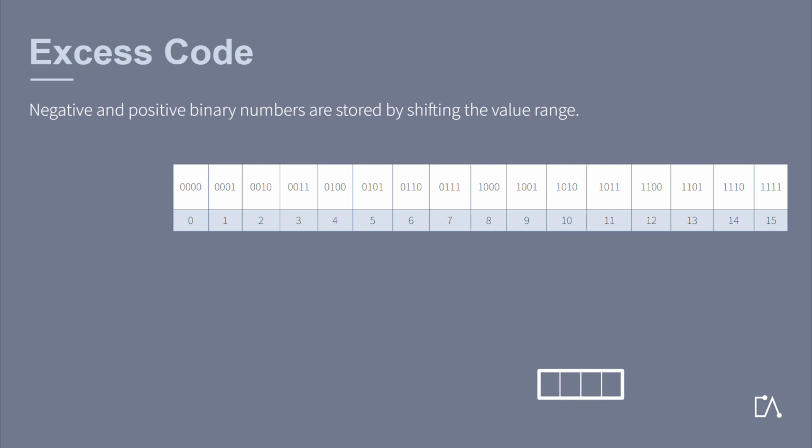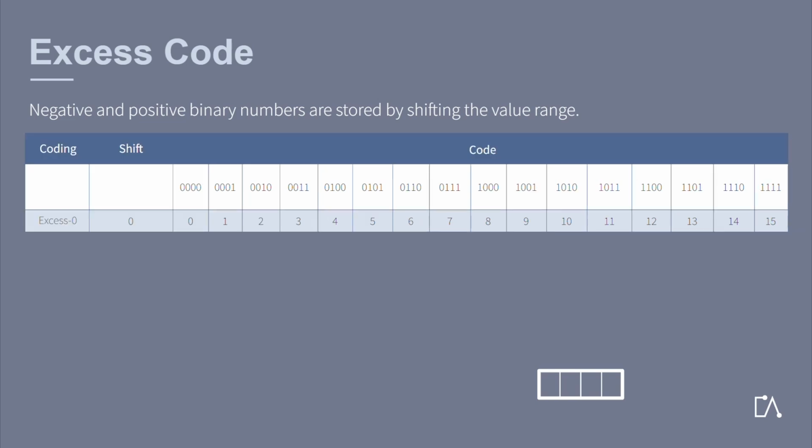But sometimes you want to store negative numbers as well as positive ones. To achieve this, there are several possibilities. The excess code is one of them. Thereby the value range is shifted by a certain number of digits, so that negative numbers can also be represented.